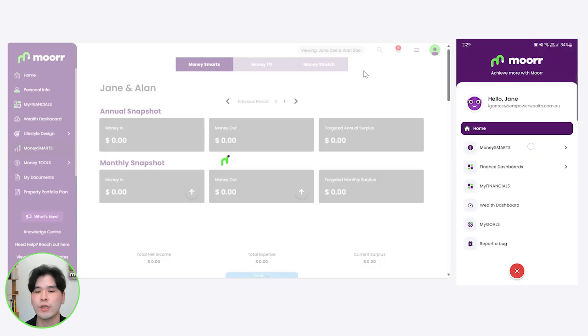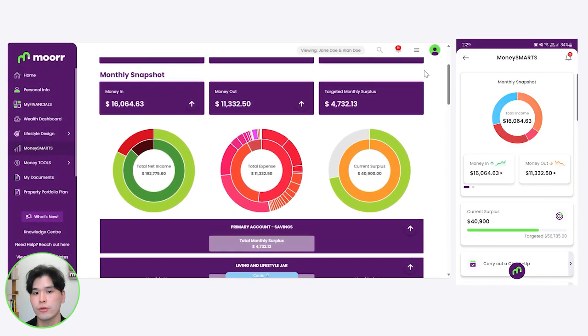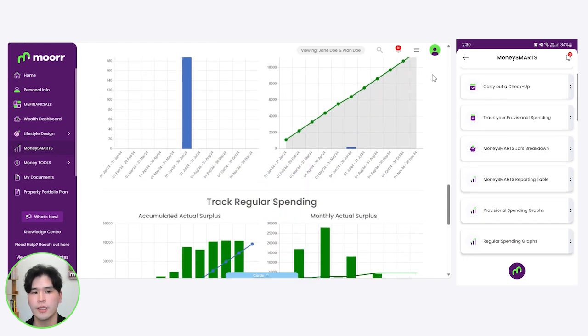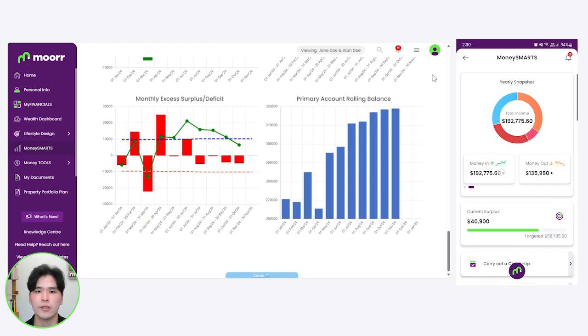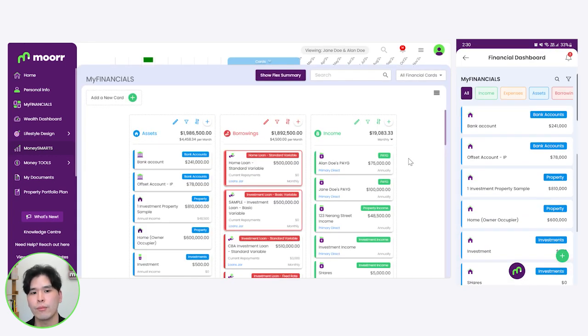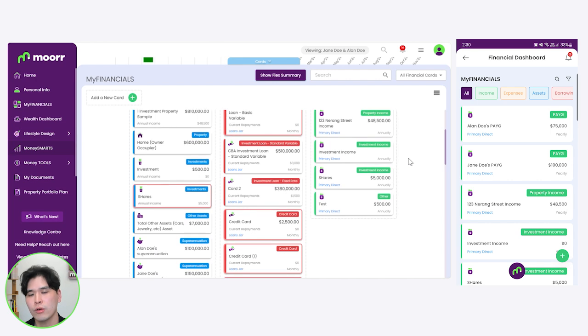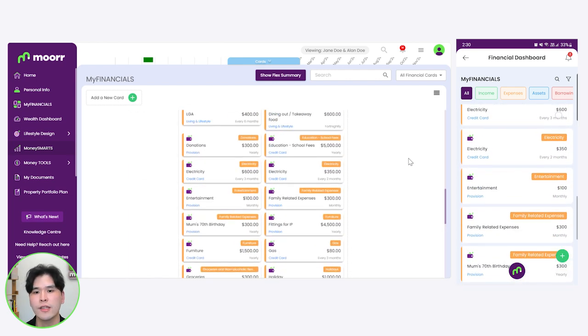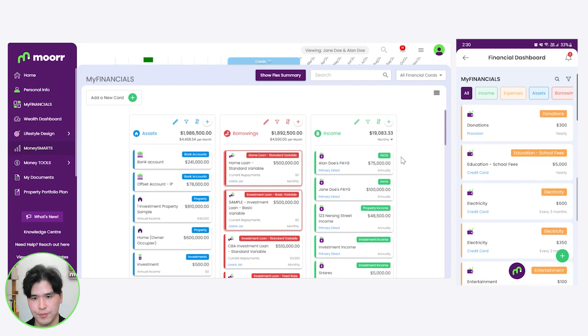So to begin with, when you first log into MoneySMARTS 2.0, you'll notice that there isn't really a huge change in the interface alone. This is primarily because the goal of MoneySMARTS 2.0 was to bring MoneySMARTS back into the Moorr ecosystem. This is fundamentally to ensure that MoneySMARTS and Moorr correctly use your historical information contained within the MyFinancials cards to display your insights.